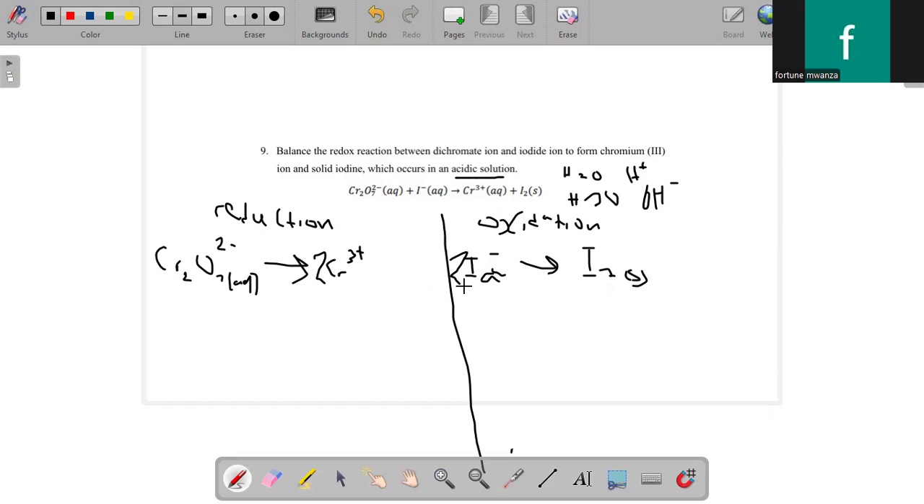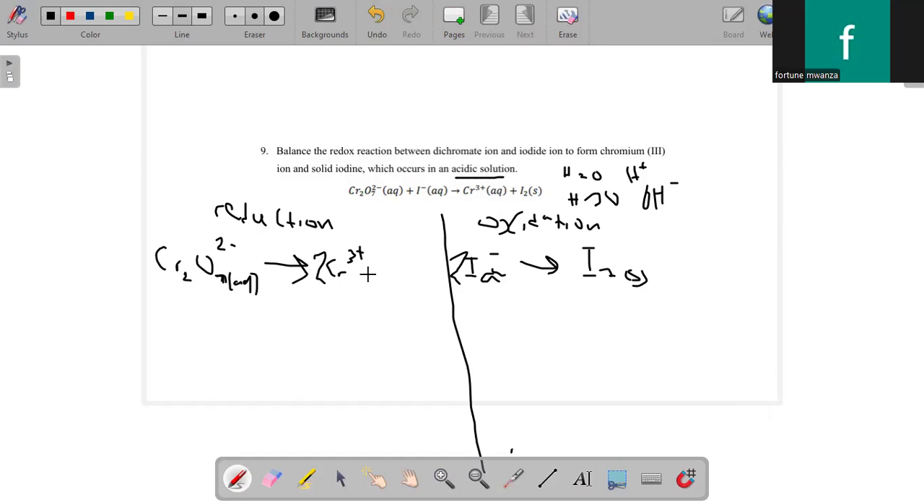After balancing the other atoms, the next step you do is to balance the oxygen and hydrogen atoms. I'll start with this one, then I'll come to the other one. You can see here we have our oxygen, which is having 7 on the reactant. Then we don't have any oxygen on the product. So we have to balance oxygen atoms.